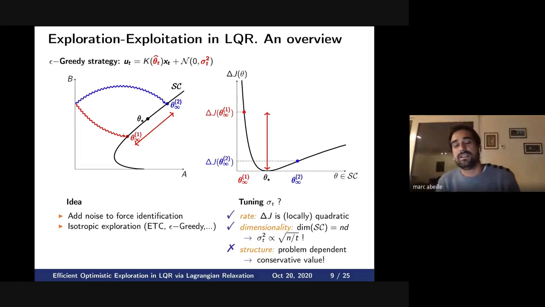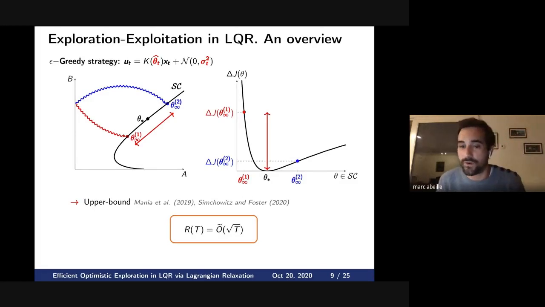And it means that since we can't adapt to the differences in all directions, we should set the tuning of the variance in a very conservative way, at least with respect to problem-dependent quantities. That's the main limitation of the epsilon greedy strategy. But it has been shown to offer very nice performance, first by Mania and then later refined by the same paper of Max and Dylan, who showed that this strategy has the minimax square root of T rate, provided that the result is correct, and also offers an optimal scaling with respect to the dimension of the problem.